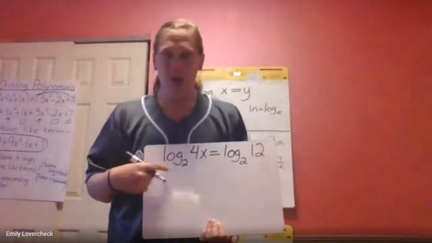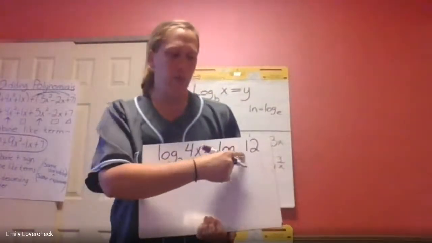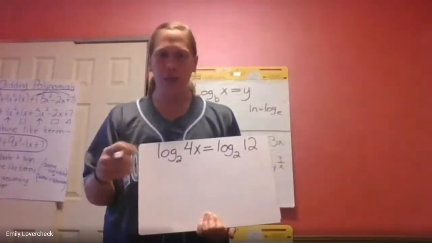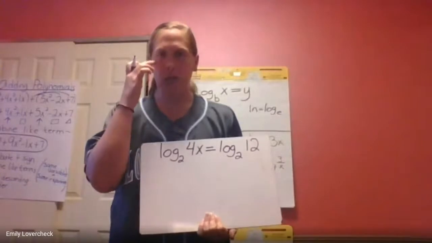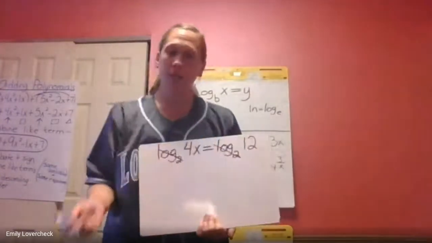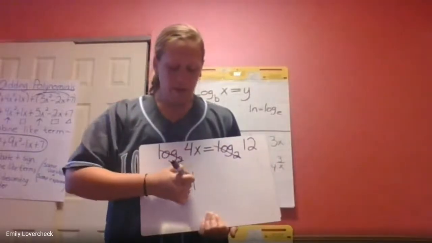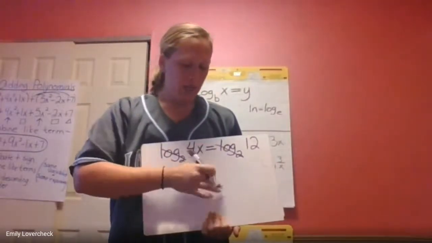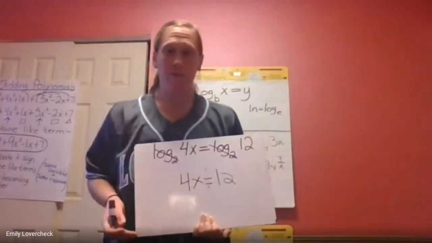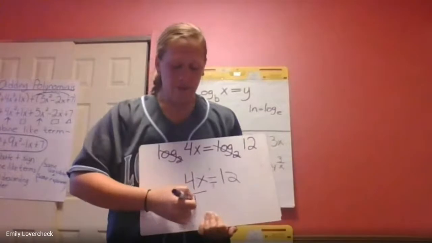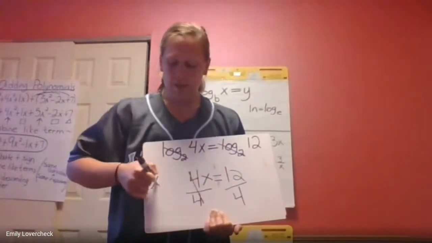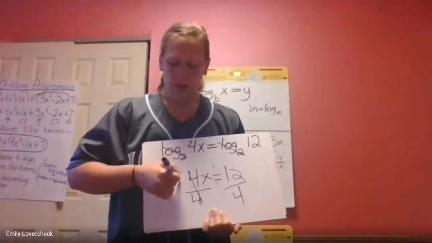So let's say I have log base 2 of 4x equals log base 2 of 12. Because these bases are the same and it's a one-to-one cancelization, there were two logs over here. I couldn't cancel all of them. I had to condense first. What I can do here is that these logs cancel and go away. So what I'm left with is 4x equals 12. And then from here, we just divide both sides by 4. Those would cancel and I end up with x equals 3.